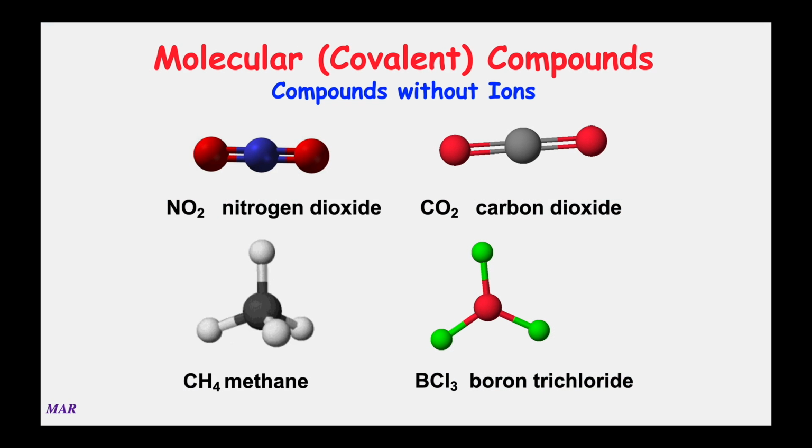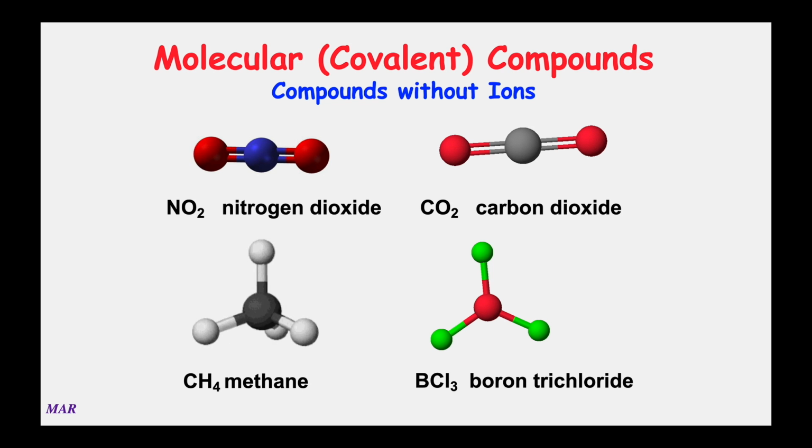In addition to the metals with nonmetals, which are broken down into fixed charge metals and variable charge metals, there is another set of compounds that only involves nonmetals, and they call those molecular or covalent compounds. These are compounds without ionic charges, so no positives, no negatives. And here's just some examples.